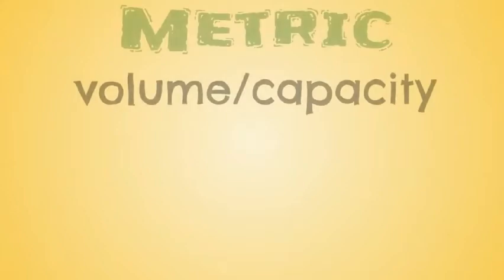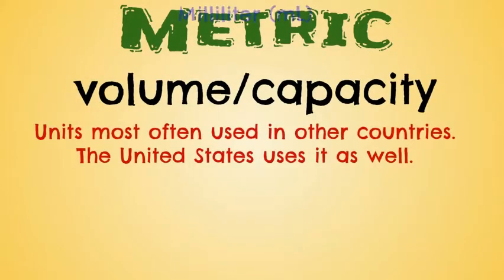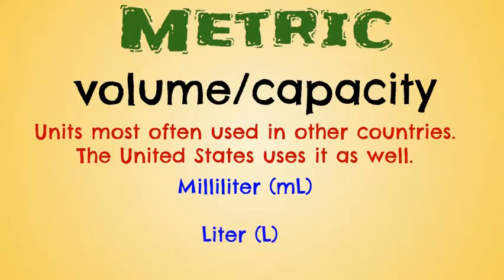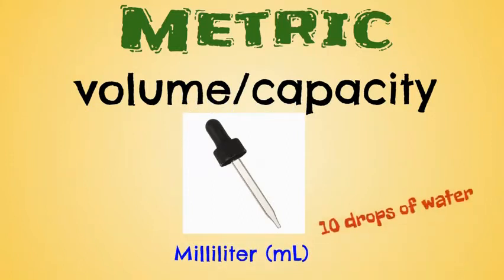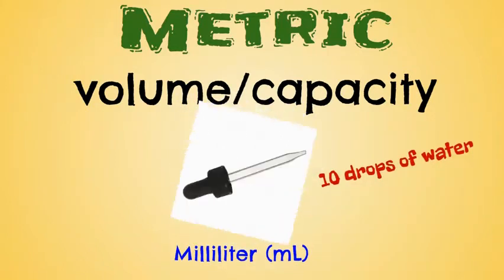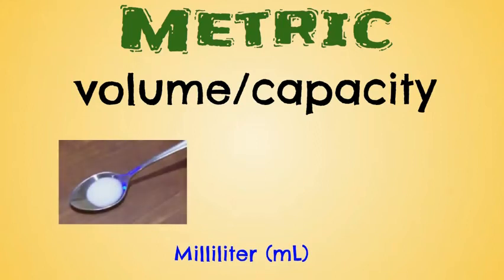Now let's move on to the metric system for volume and capacity. These units are most often used in other countries, like the milliliter and the liter. The smallest unit is the milliliter. That's about 10 small drops of water. Milliliters measure small amounts of liquid, like the liquid in this spoon. They can also measure drops of water, like some eye drops that you might put in your eyes.